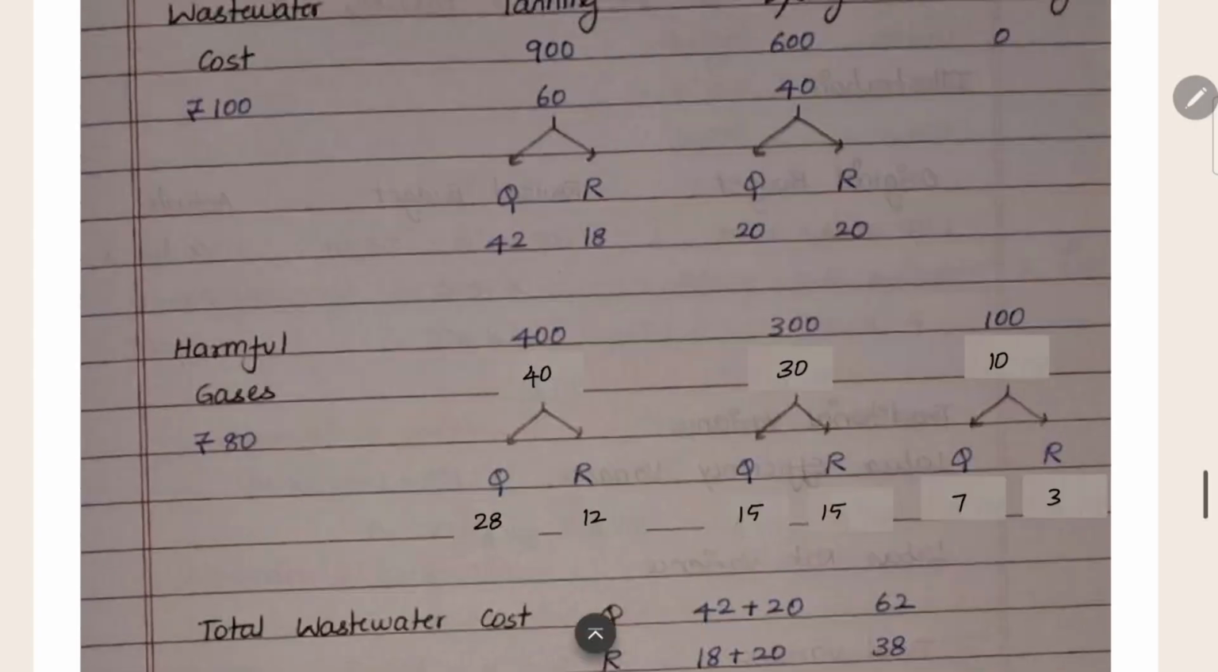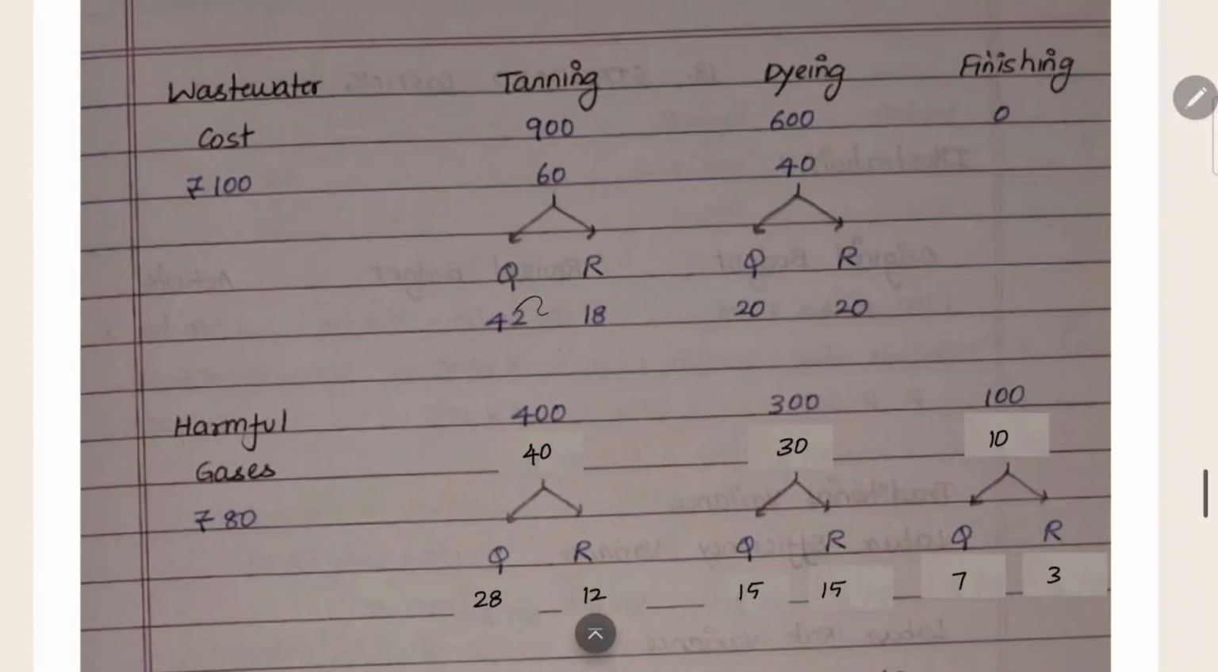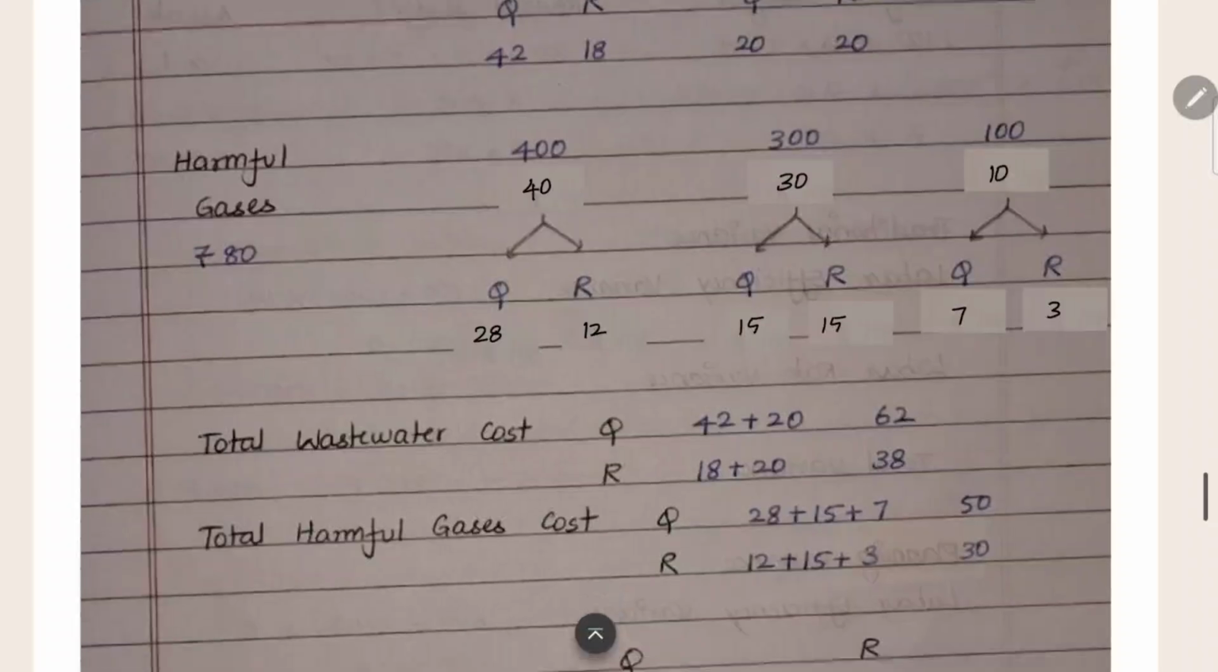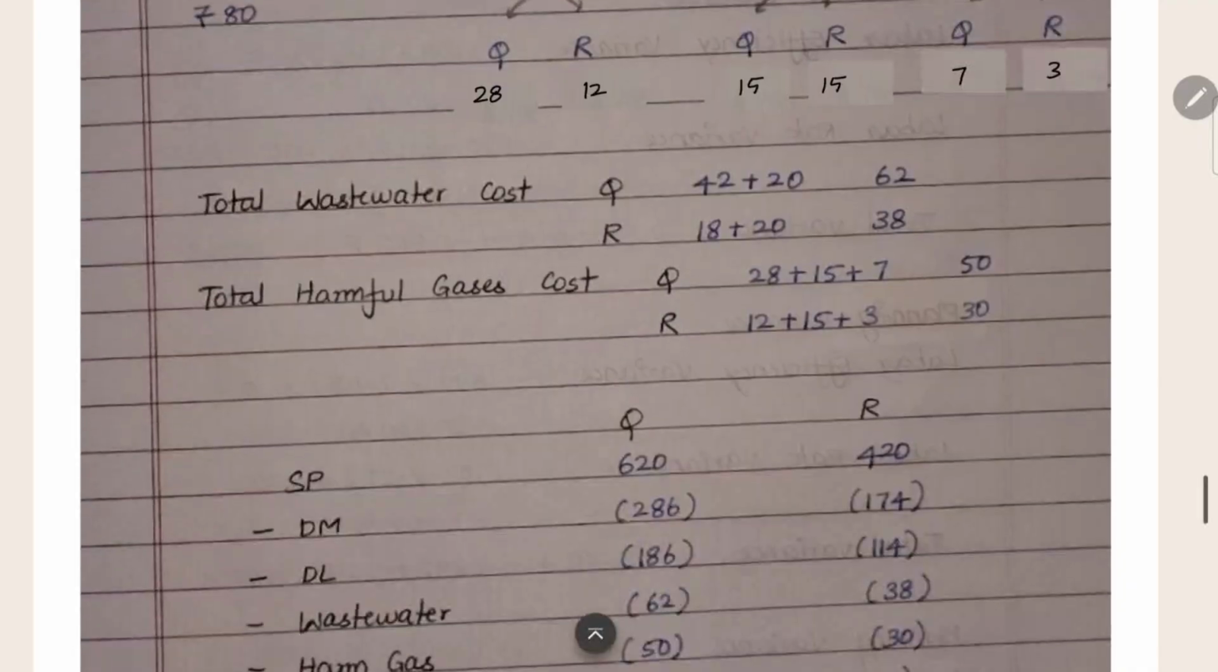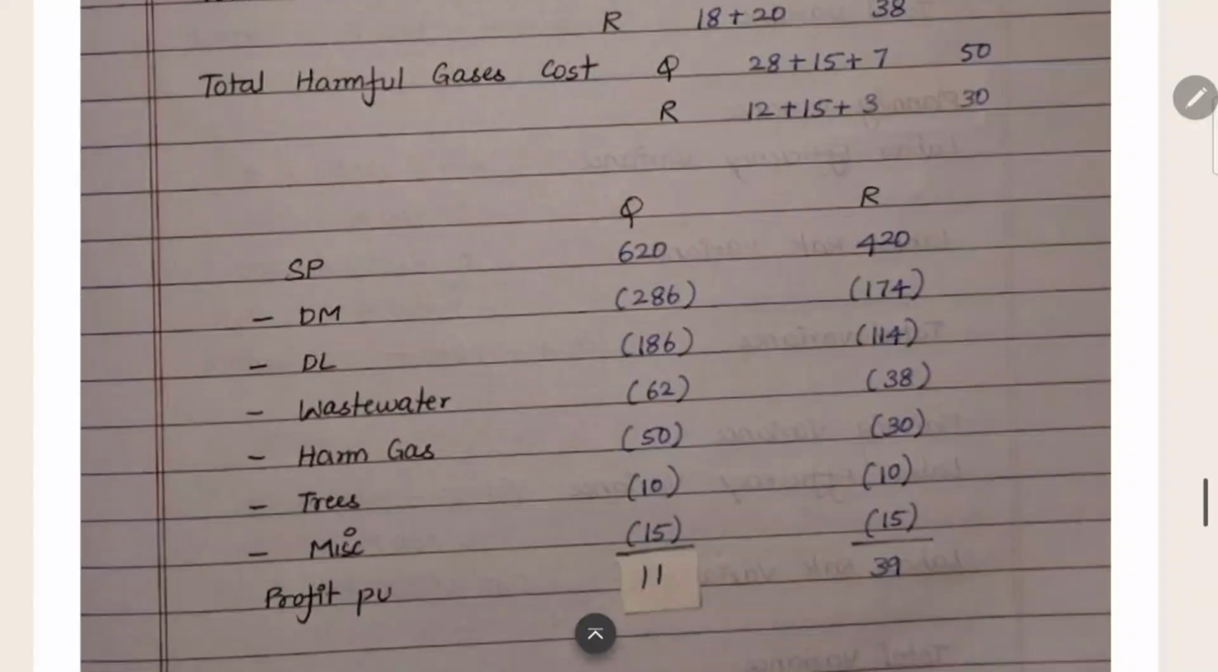Now we have to find the total cost of wastewater for product Q. So we have to add these two. And then for finding the total wastewater cost for product R, we have to add these two. And then for total harmful gases cost for product Q, we have to add this. And for R, we have to add all this. That is what I have given here. Total wastewater cost for Q, for R, and harmful gases cost for Q and for R. Now, this is based on the ABC cost allocation.